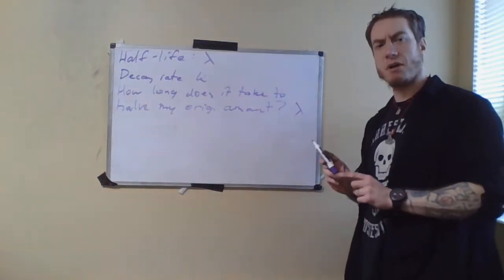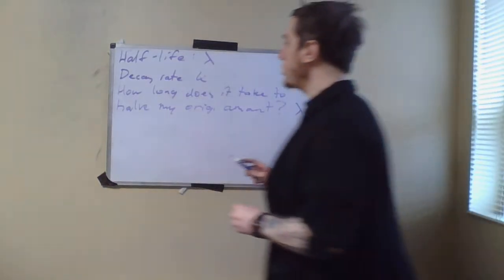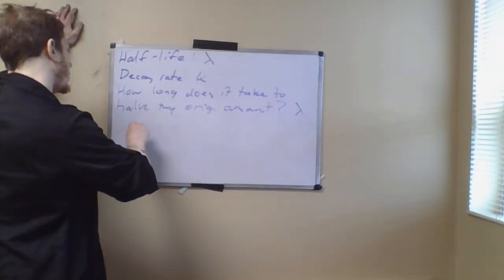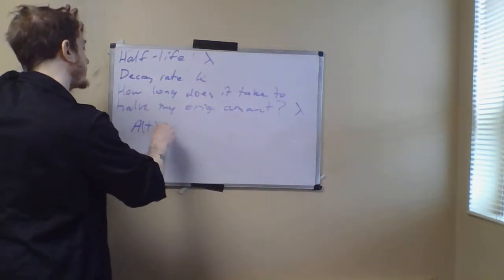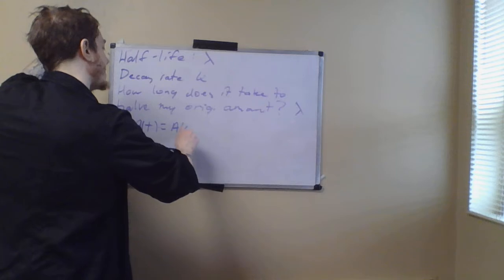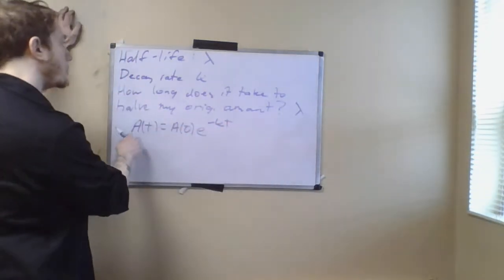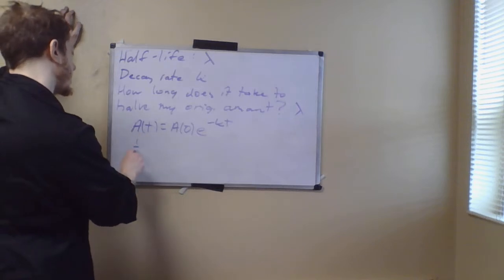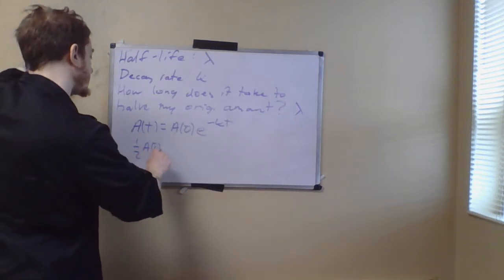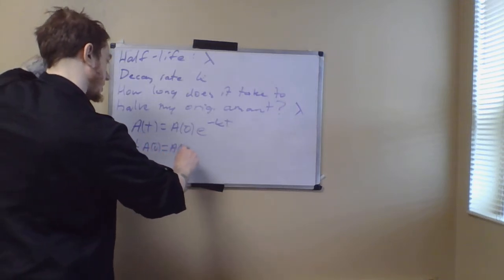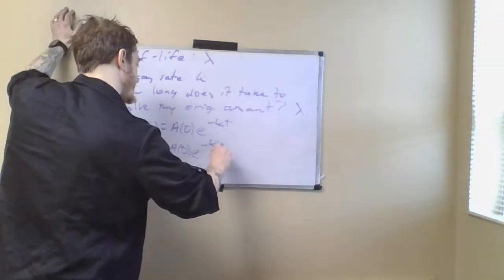Why doesn't it depend upon the amount that we started with? Well, look at what happens. What we have is a situation where A of t is equal to A evaluated at 0, e to the minus kt. Well, we're asking, when is A of t equal to 1/2 times A of 0? So this is the equation that I get.